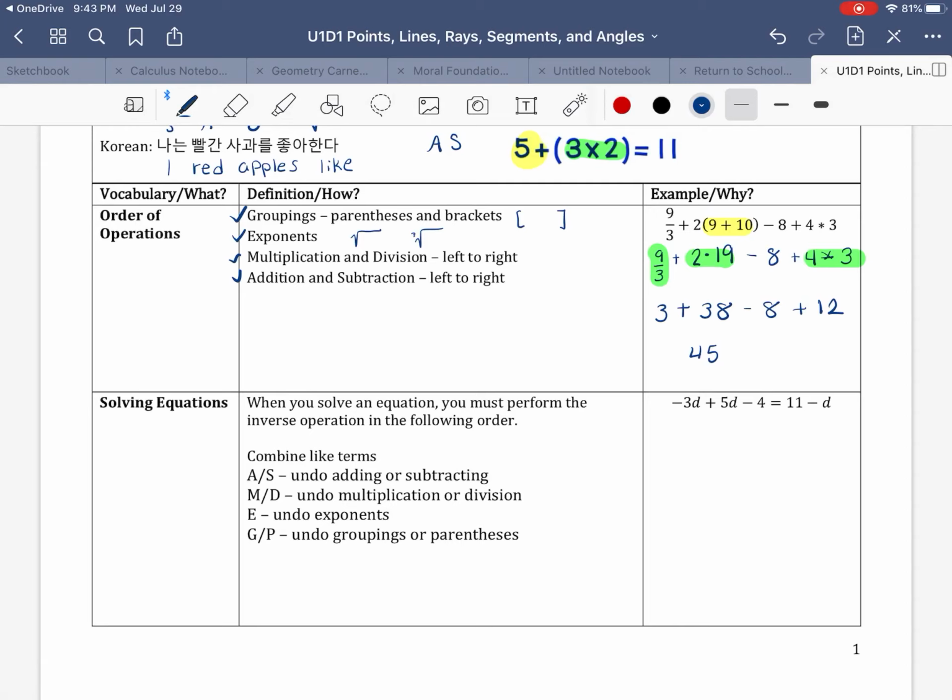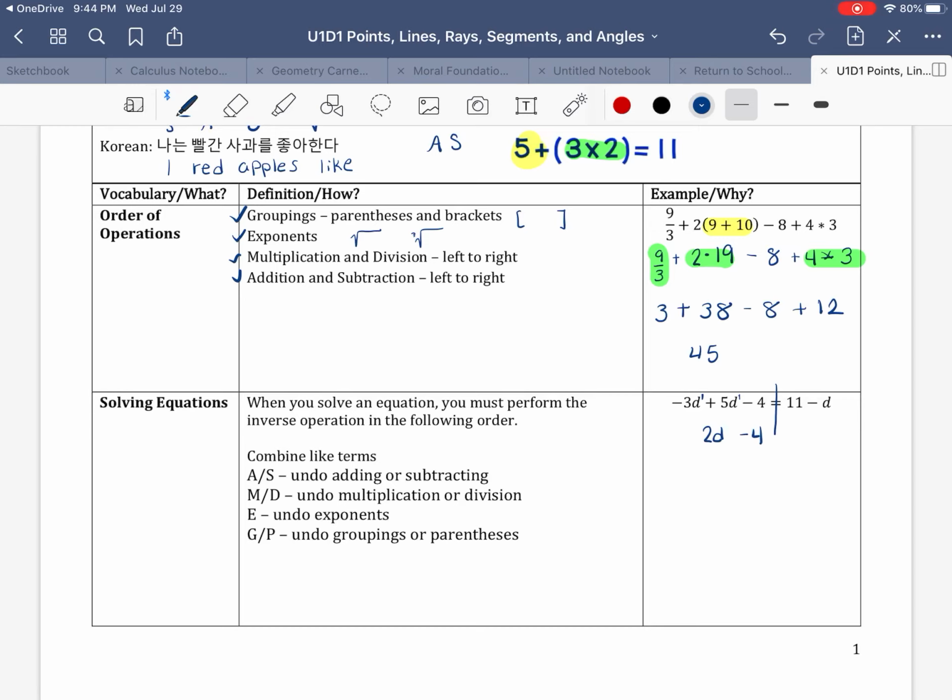So here, I'm going to start off by looking at just what I have on the left side of my equation. The negative 3d plus 5d minus 4. Hopefully y'all remember that like terms means they have the same variable with the same exponent. Here we just have the letter D, which means there's an invisible 1 right here, there's an invisible 1 right here, okay? They are like terms. Negative 3D plus 5D, I can combine and simplify to get 2D minus 4.